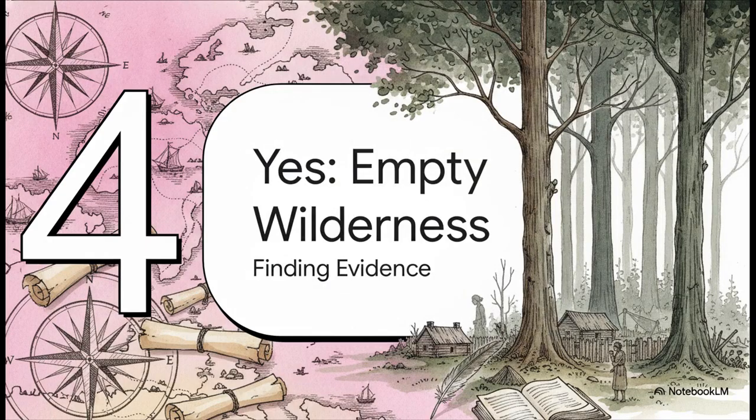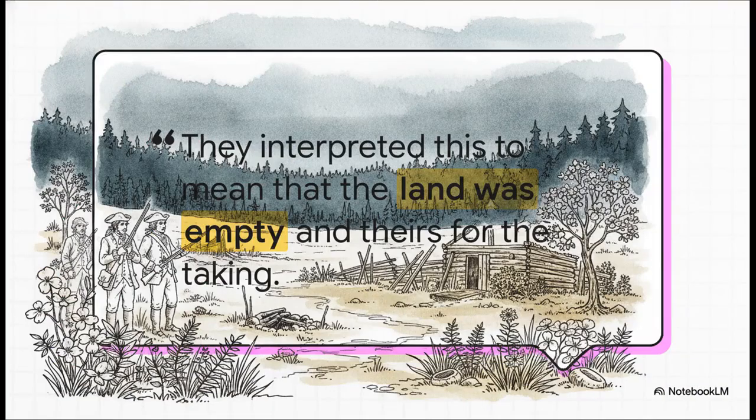Which brings us to Section 4, Arguing Yes, Empty Wilderness, and Finding That Evidence in the Text. Let's look at how to build a really robust yes argument, utilizing that 4-part rubric structure we just broke down. If you want to argue that it was an empty wilderness, you need to find the specific historical context that made early Europeans believe this was true.